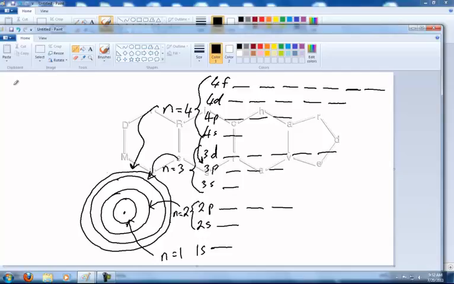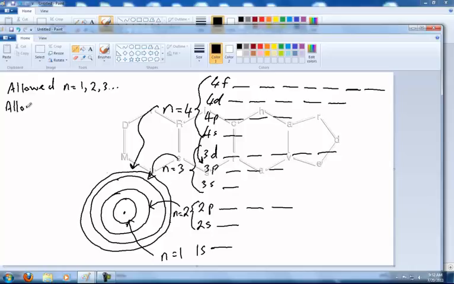Now for the n values, let's put it right here, allowed for n. N can equal 1, 2, 3, etc., etc. N can never equal 0. So n is going to be the approximate Bohr orbit. It'll give us a very rough idea about where an electron might be.